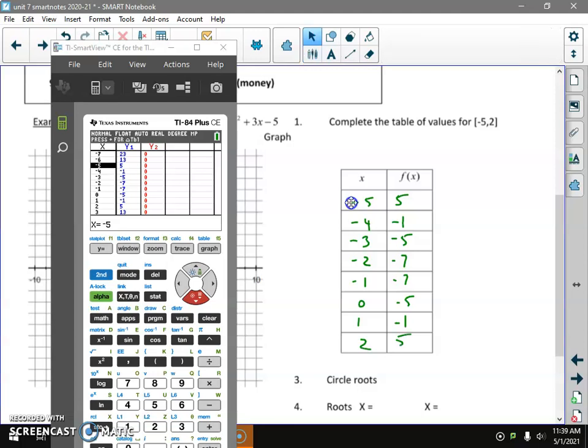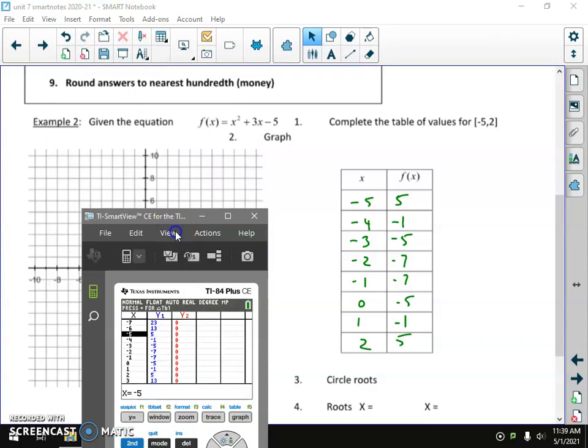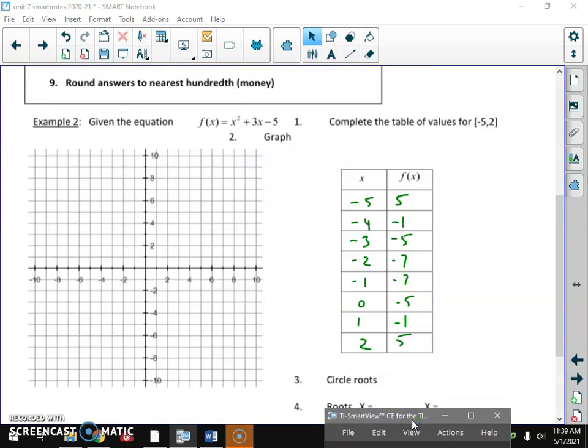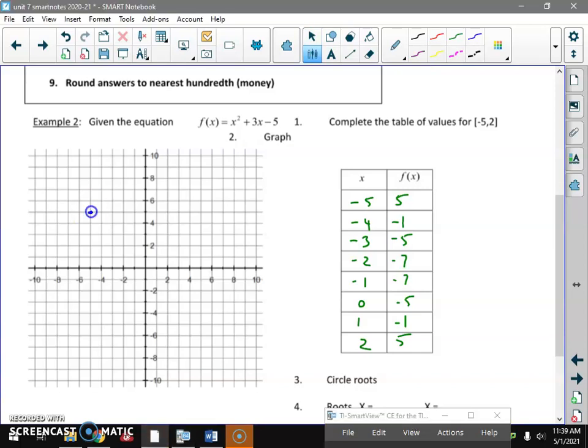Let's plot these points. We didn't circle a vertex, and I'll show you why in a sec. So -5, 5: out the window, 5, up 5. -4, -1, down here. -3, -5: out the window 3, down 5. -2, -7. -1, -7. 0, -5. 1, -1. We still have our pairs in 2, 5.